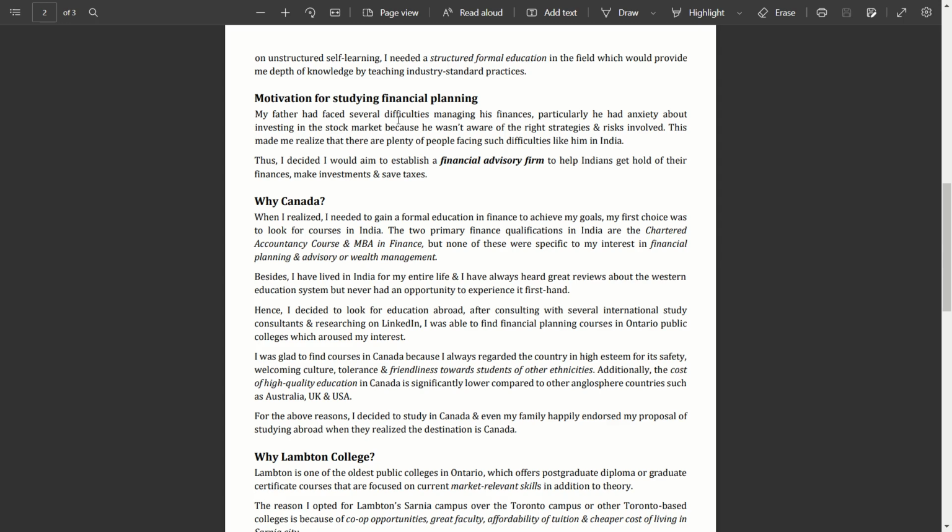I also realized that there are so many Indians who are facing the same difficulties. So out of patriotism and all, I want to help them. I want to help this generation manage their finances. That's why I will return to India. Again, I am implying that I am going to return to India, heavily implying that again and again. Thus, I decided I want to establish a financial advisory firm to help Indians. Again, I am saying I am going to help Indians, not Canadians. So I am going to return back to India.